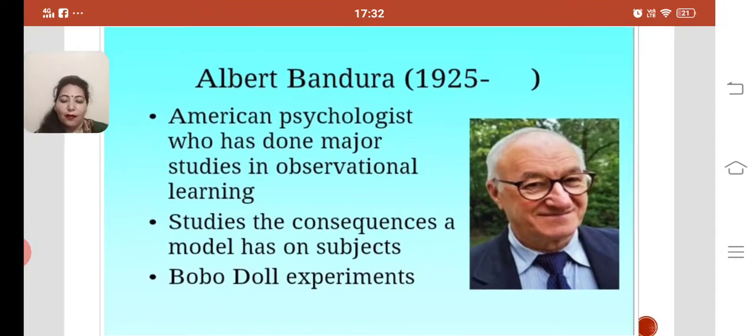This learning theory was given by Albert Bandura. We are very lucky that he is still alive. He is an American psychologist who has done major studies in observational learning. He studies the consequences a model has on the subjects. The model is the one whom you observe and from whom you learn. He conducted the Bobo doll experiments, from which we came to the conclusion that we learn by observing others.